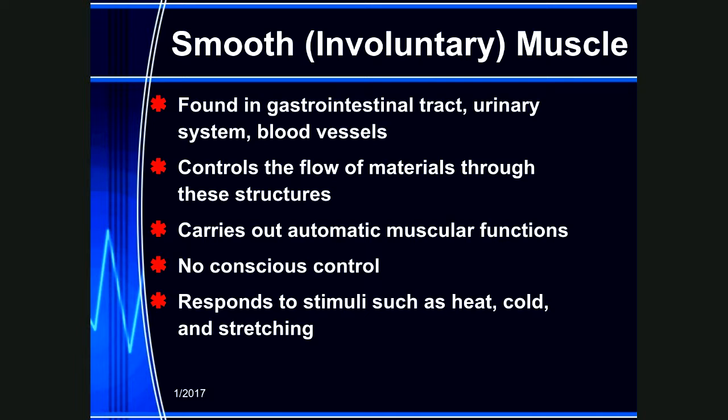Now, one of the things about this, it's found in the urinary tract and the gastrointestinal tract, and is also found in the blood vessels, helping to control flow through these structures. And you have no conscious control over these smooth or involuntary muscles.